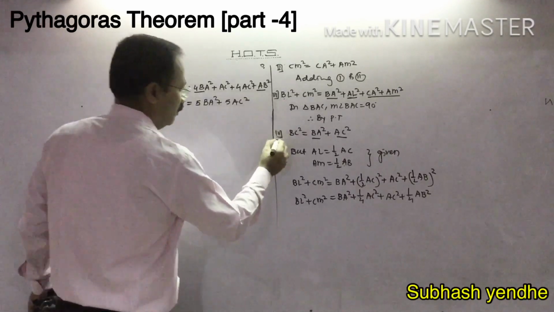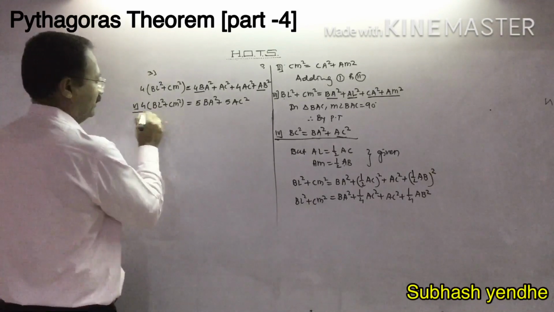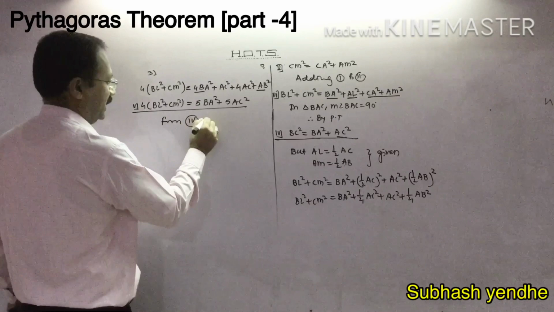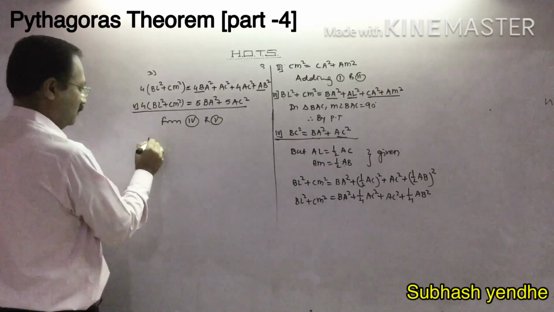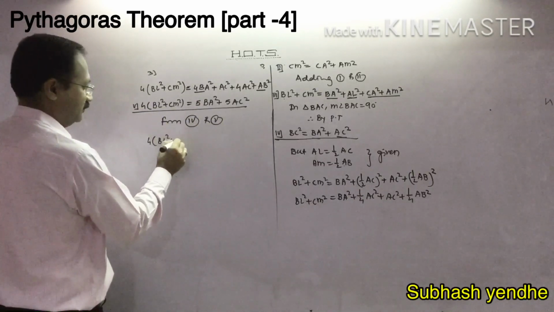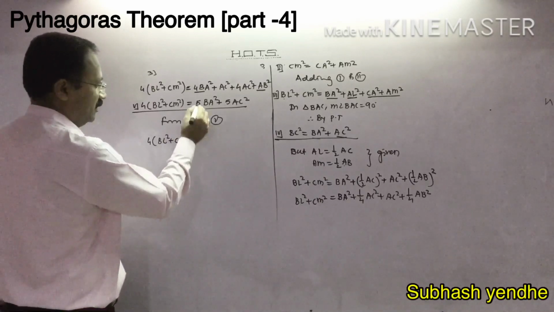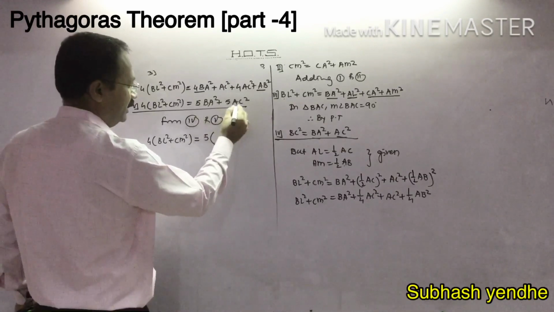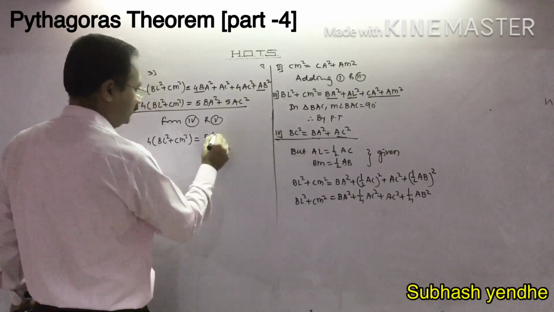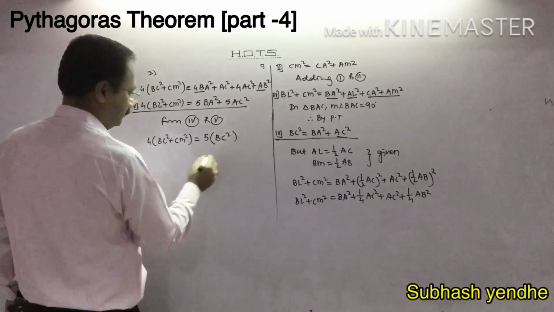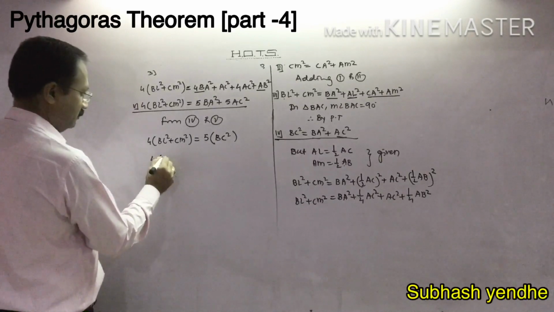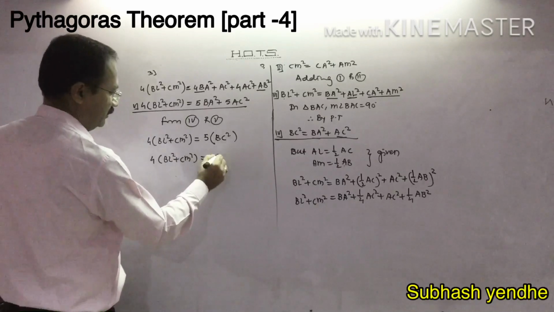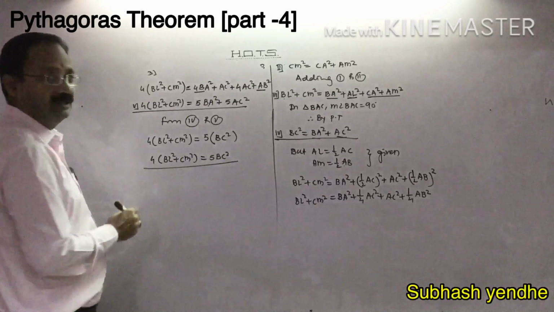So from equation number 4 and 5, you will get 4 BL square plus CM square as it is. 5 will be common here. BA square plus AC square value is BC square. So 4 BL square plus CM square equals 5 BC square. This is your answer.